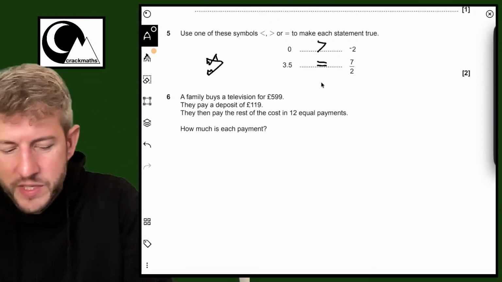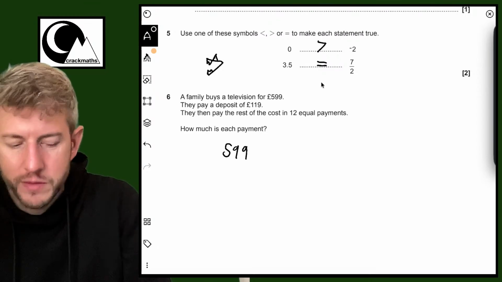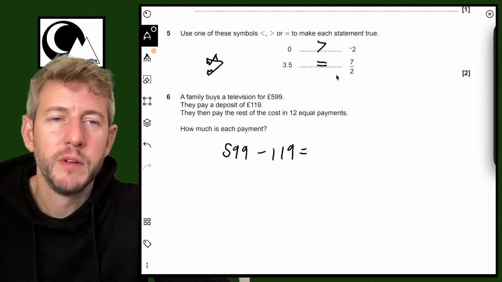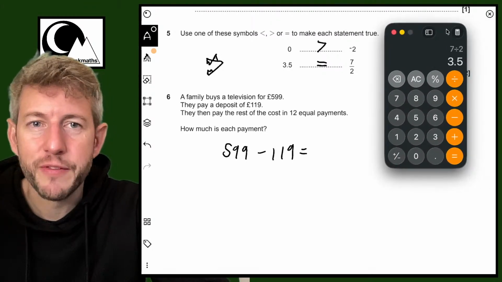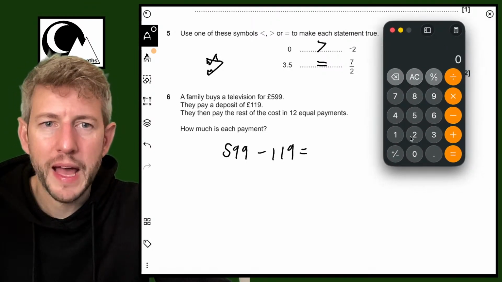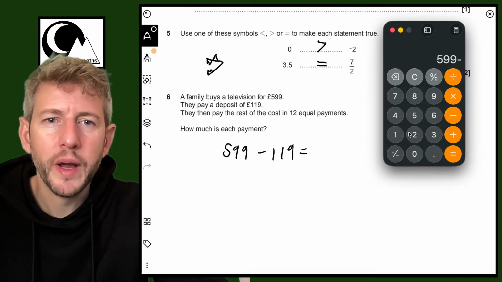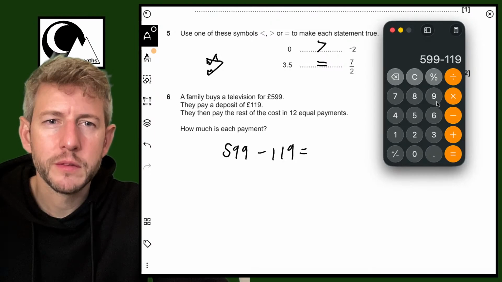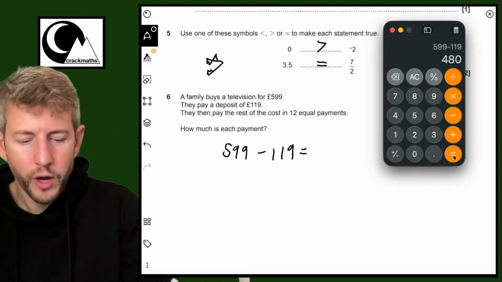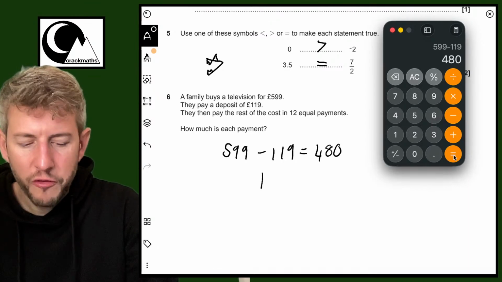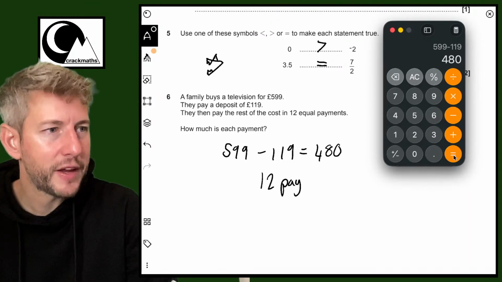Okay, so we're starting off with £599 and we're taking away £119. So I'm going to be lazy and use the calculator for this. So what we have is 599 take away 119, and that equals 480. Okay, so 12 payments has to cover that cost here.